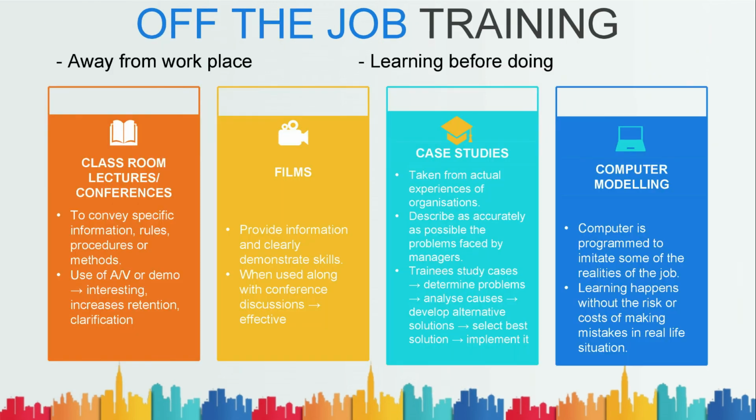Off the job method of training is working away from the actual workplace and learning before doing. That is, even before you are doing the actual task, you are getting trained to perform the task to the best of your capacity. Wherever there are areas which require proper knowledge before you are able to perform the task, be it complex machinery, or a detailed program that has to be followed, or a lot of steps in a particular task, off the job methods are very good. Some of the methods include classroom lectures or conferences.